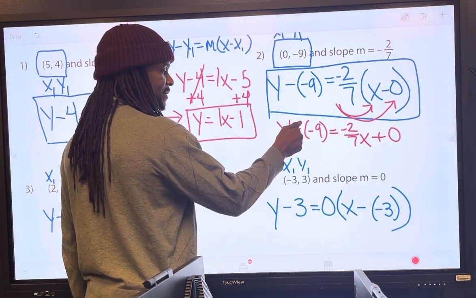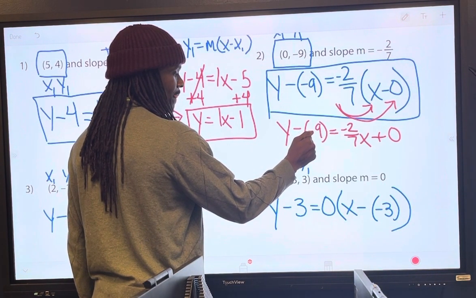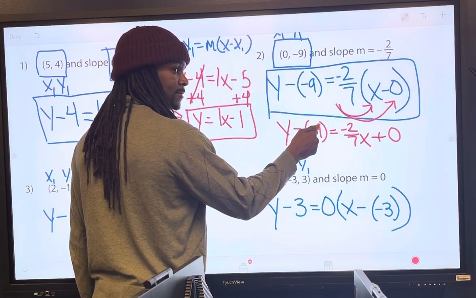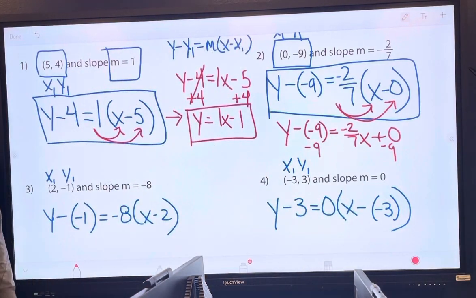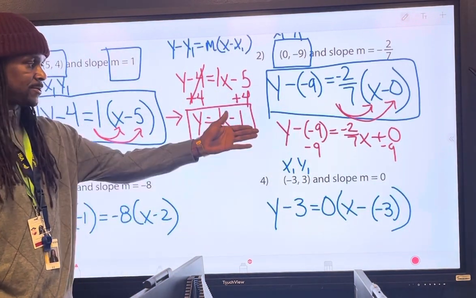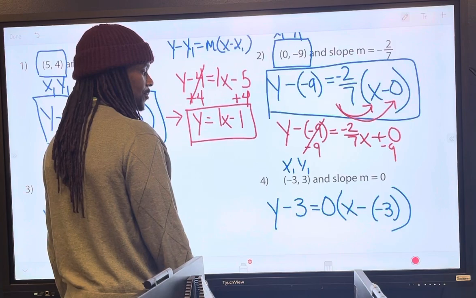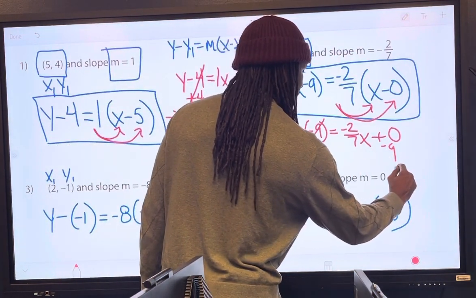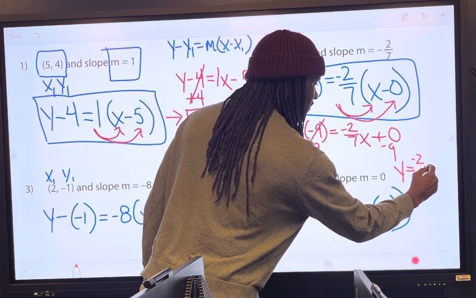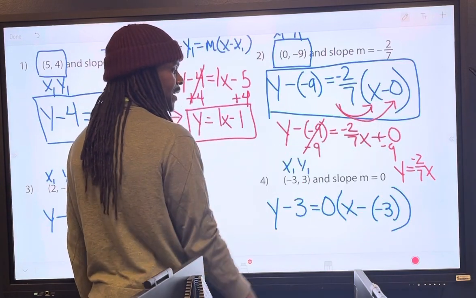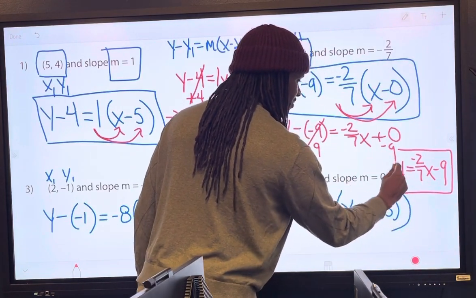Now, remember this is really a plus 9. So you want to subtract 9 from both sides, because this is really a plus 9. Double negatives really is plus. Those cancel. You now have y. y equals negative 2 over 7x, 0 minus 9. Negative 9. There's your second answer.